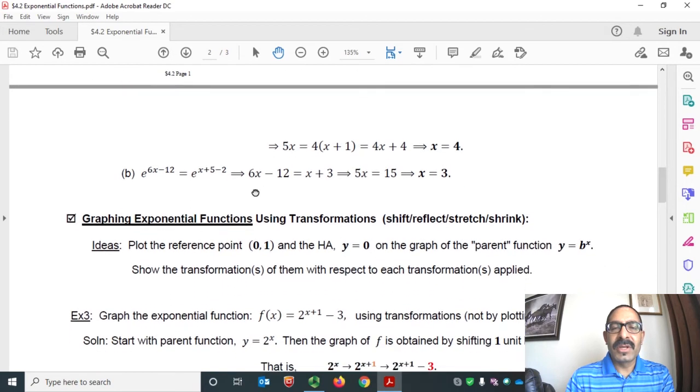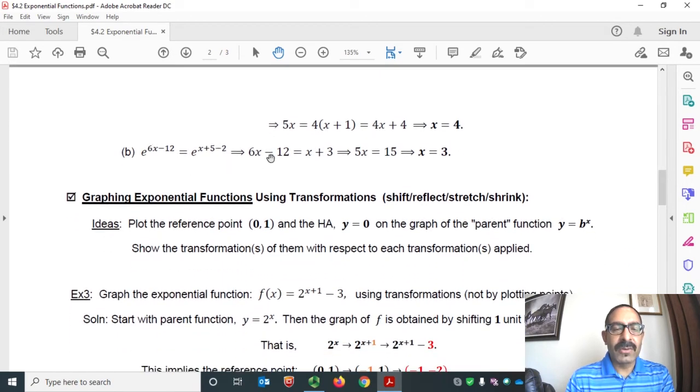Then again, using the uniqueness property, our exponents are equal. So that means 6x minus 12 equals x plus 3. So then let's combine the like terms. I can subtract the x from both sides. I can add the 12 to both sides. Then 6x minus x gives you 5x on your left-hand side, and on your right-hand side 12 plus 3 is 15. Then to find the value of x, divide both sides by 5. This gives us x equals 3. I hope this makes sense to you all. Now let's move on.